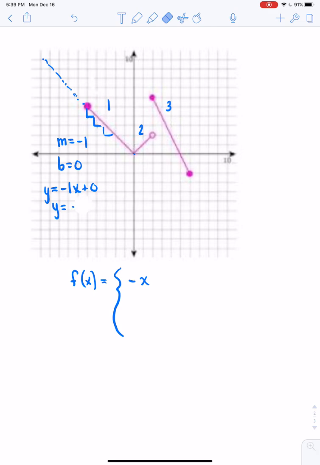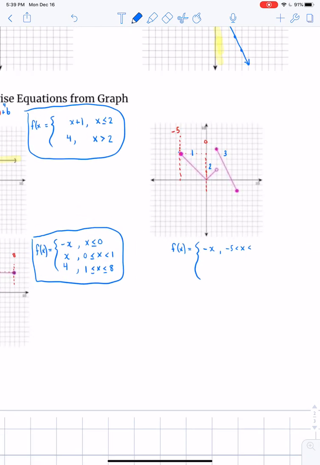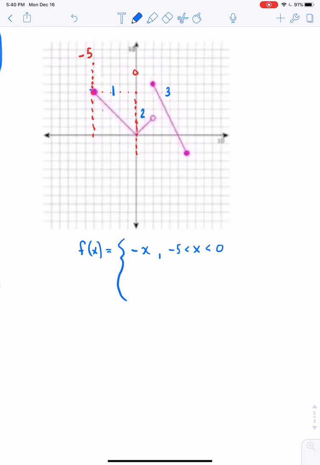Now, when is this true? When does the line behave like this? What are the x values that make it behave like this? Let's do red. So in between this x value and this x value, we have line 1, which is the line of negative x. So what's this x value right here? Negative 1, 2, 3, 4, 5. Negative 5 and 0. So we can write that rule. It's another conjunction. So x is in between negative 5 and 0. When x is in between negative 5 and 0, that's how the graph behaves.